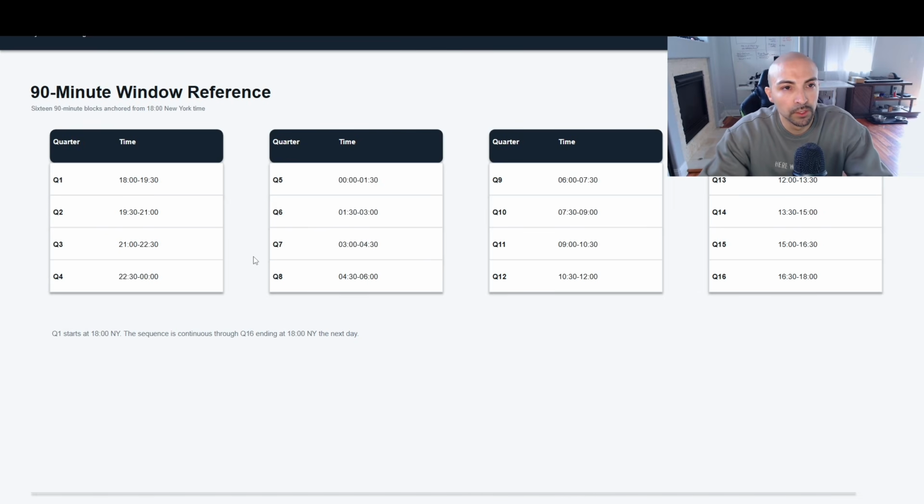So if you're not familiar with quarterly theory, basically you have 16 90-minute quarters in a day, which is 4 quarters, 4 90-minute quarters in the daily cycle, which the daily cycle is 4 quarters in 1 day. All right. So quarter 1, quarter 2, or you could just take a picture or something of this. These are the time frames in New York time of the 16 90-minute quarters.